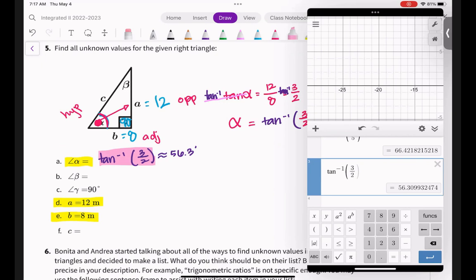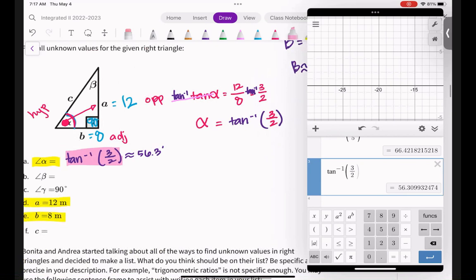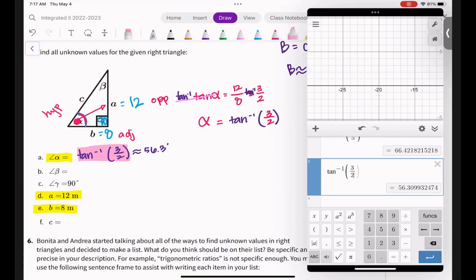Okay. All right. So now I want you to find beta using a similar tactic. So then you're like, okay, well, beta. I'm going to have to erase this opposite over adjacent because that's not beta's opposite. That's not beta's adjacent. And you're thinking, well, I still don't have the hypotenuse, so that probably means I'm still going to use tangent. And that's exactly right. So tangent of beta equals opposite, which is 8 over 12.